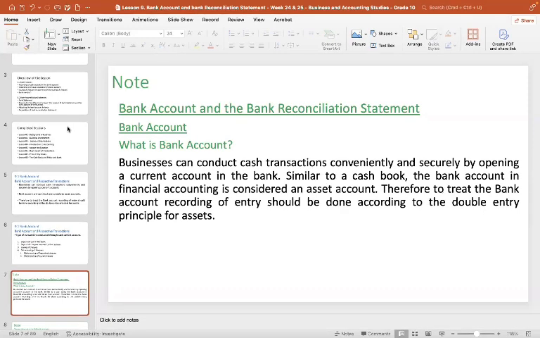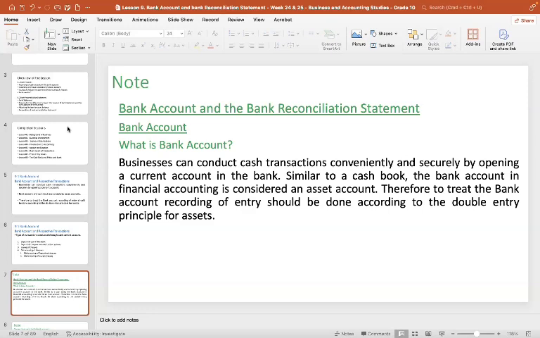Okay, so now you can write down the note. What I would do is I will tell the note. So I will give you a small time so you can pause the video and you can write the note. Okay. So put the main heading as bank account and the bank reconciliation statement. That is the name of the lesson.